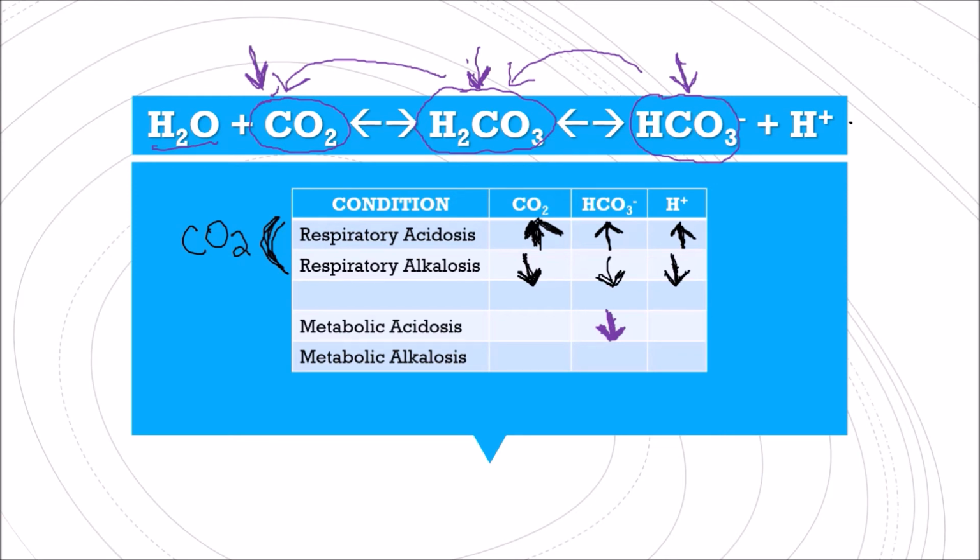If you don't have enough bicarb to make enough carbonic acid to make enough carbon dioxide, what's left over here is your hydrogen ions. And your hydrogen ions, they don't go down, they stay the way they are. So by comparison, your hydrogen levels actually go up because they don't have the bicarb to pair with to turn into the carbonic acid. So your hydrogen levels are going to go up.